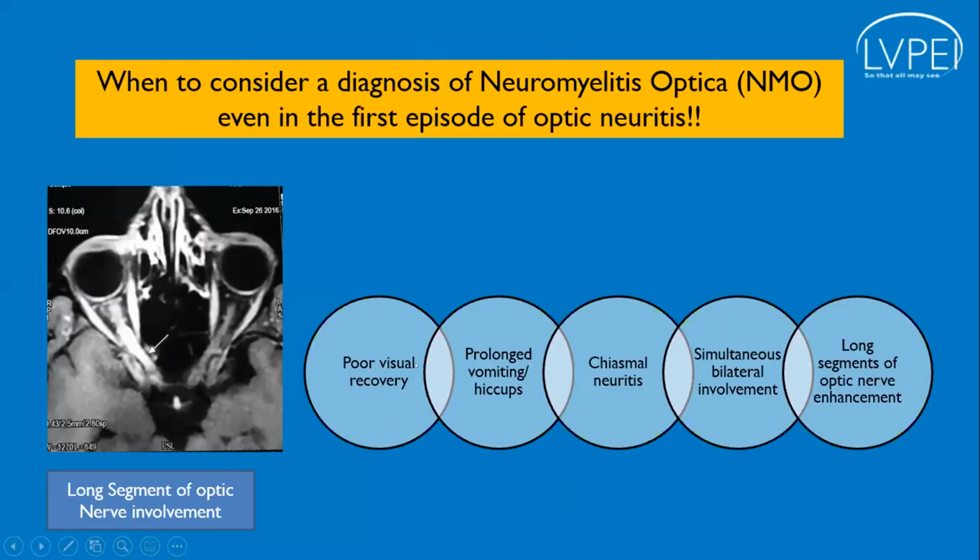I would like to add this slide on when we should start suspecting NMO in the first episode of optic neuritis, because we saw a few cases where it was delayed. So when we have longitudinally extensive optic neuritis, poor visual recovery, prolonged vomiting and hiccups at presentation, chiasmal involvement, or simultaneous bilateral involvement, these patients definitely deserve consideration towards NMO at the presentation.